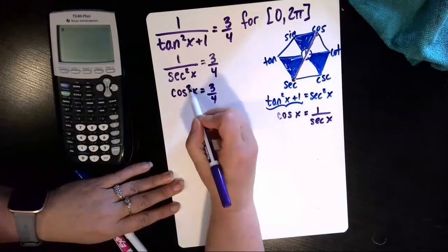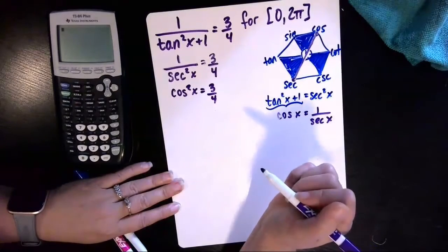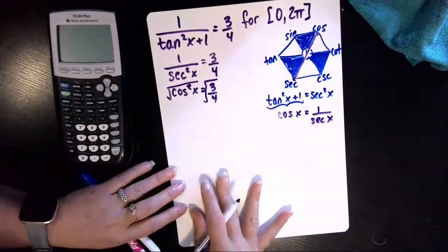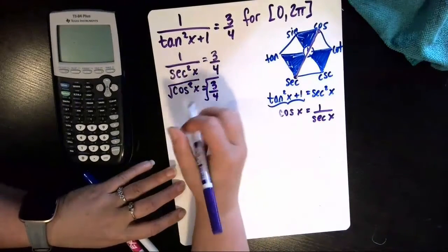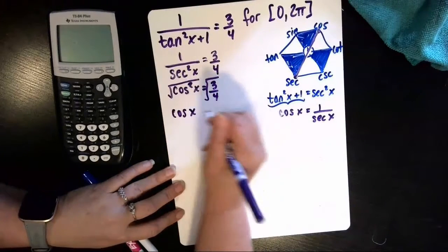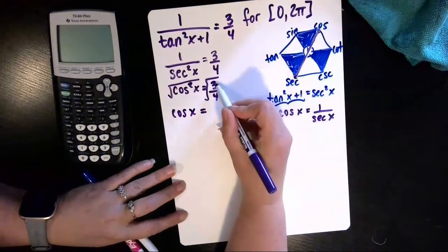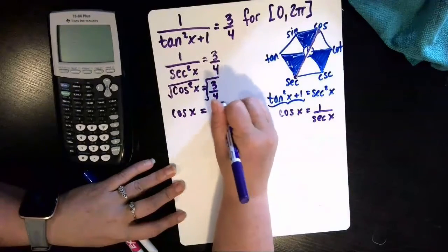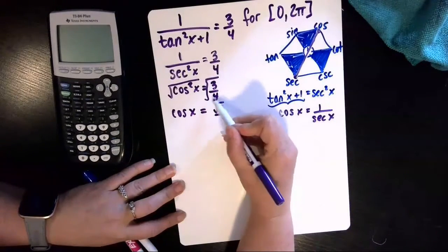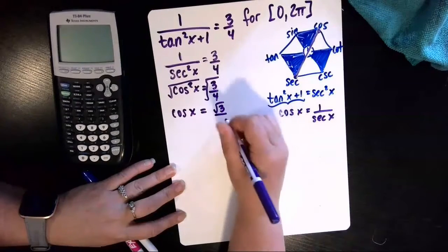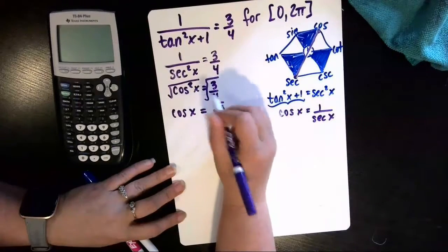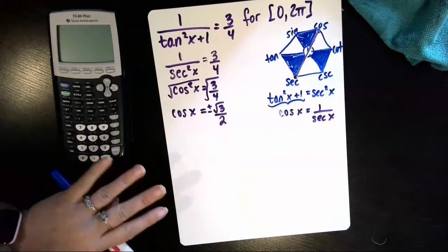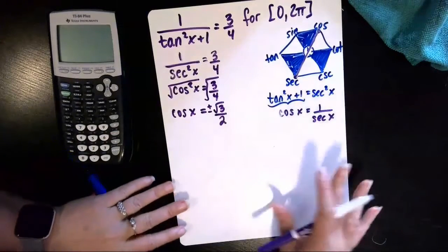Okay, now to undo a square, we have to square root both sides. So we'll take the square root of the left and the square root of the right, and that's going to get rid of the square. So we'll have just a regular cosine of x. And when you take the square root of a fraction, you take the square root of the numerator, which would be square root of 3, and the square root of the denominator, the square root of 4 is 2. And don't forget your plus or minus, because whenever you take the square root of a squared variable, you get two answers, a positive and a negative.